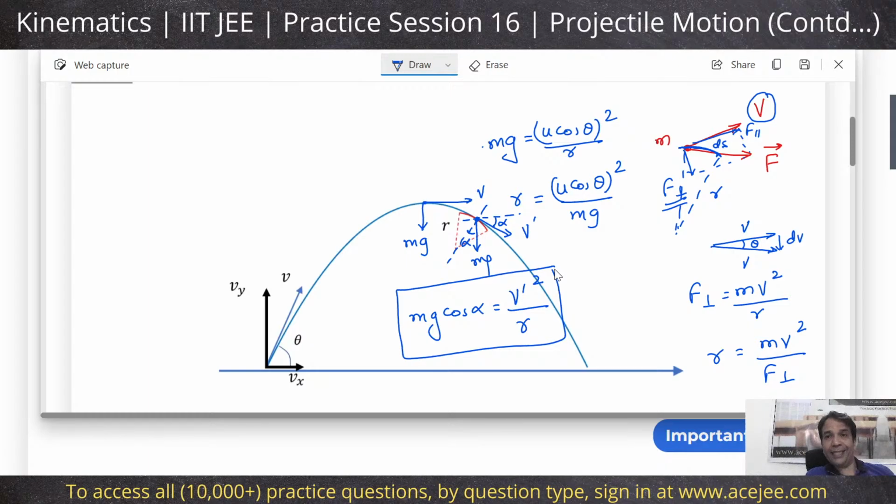Now, how do we find the angle alpha at that point? Well, if you can find the horizontal and the vertical component of the velocity, then tan alpha is vy by vx. Once you have that, you can figure out what cos alpha is, and you can figure out the radius of curvature r using this equation. Is that clear?